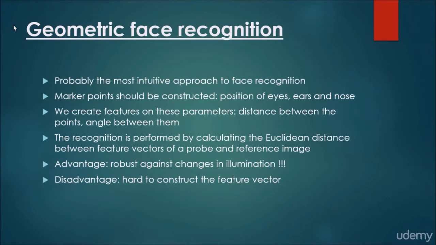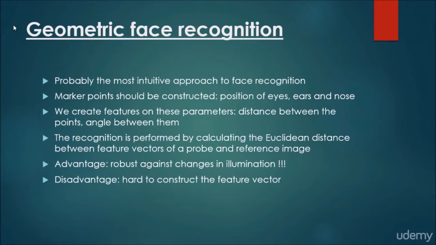So there are lots of approaches. For example, the first approach is the geometric face recognition. It is probably the most intuitive approach to face recognition. Marker points should be constructed, and these marker points are the positions of eyes, ears, and nose. So we create features on these parameters, on these marker points, the distance between the points or the angle between them, so these will be the features.